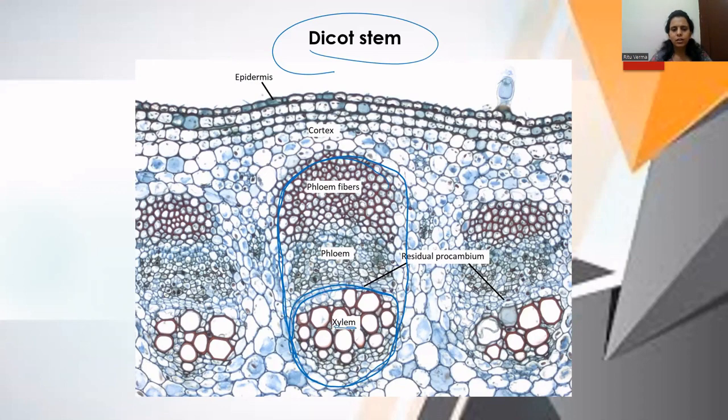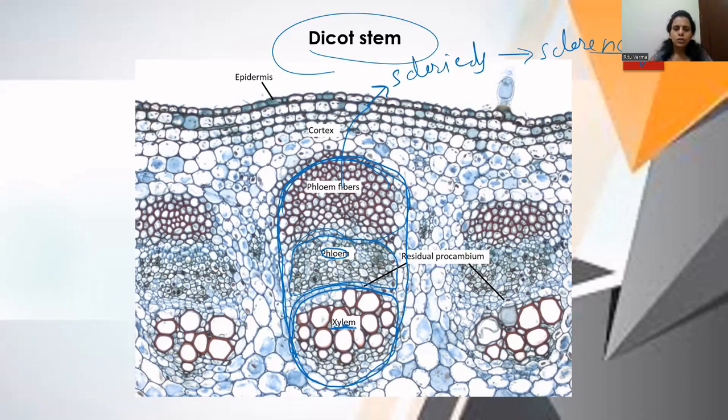are your xylem. Just above the xylem, you have these small thin-walled cells. These thin-walled cells are phloem. And above these cells are your phloem fibers. These phloem fibers can also be called sclerides, and this phloem fiber or scleride is a type of sclerenchyma tissue.